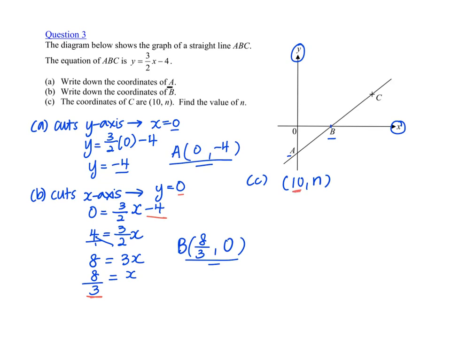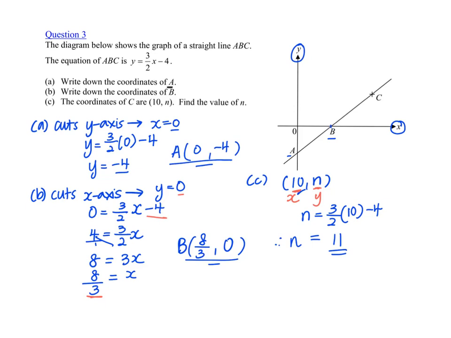The 10 here is actually the x number, the x value. What about n? n is the y value. So I'm going to use my equation, y equals 3 over 2x minus 4. So the y is now n equals 3 over 2 times x. The x is now the number 10, minus 4. So we're going to calculate this, 3 over 2 times 10 minus 4. And we get the value for n to be 11. Have you gotten the answer?